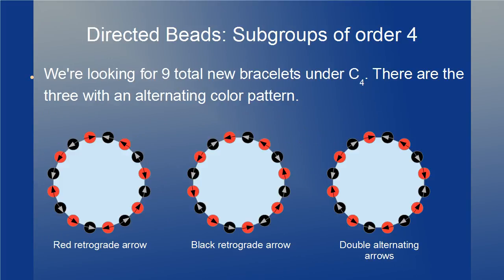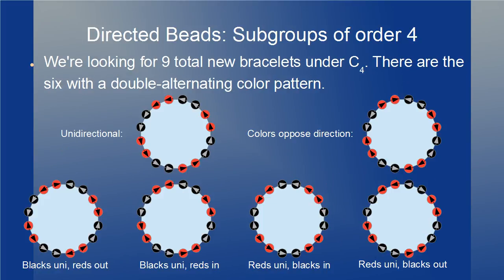In the first 2, all arrows point the same way, except for every 4th arrow in retrograde. The color of the retrograde arrow distinguishes the 2 bracelets. The 3rd bracelet is a double alternating arrow pattern on top of a single alternating color pattern. The final 6 of 9 predicted bracelets have a double alternating color pattern.